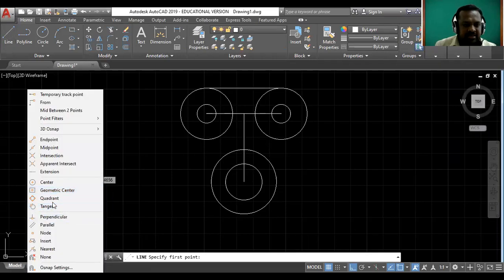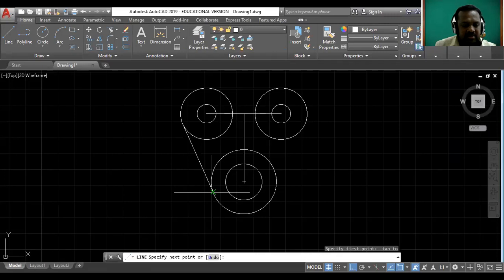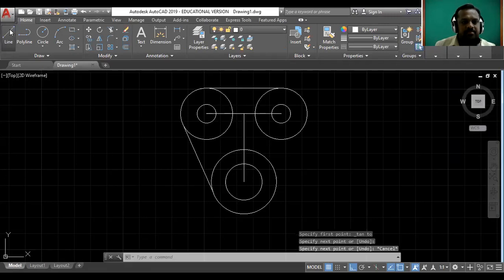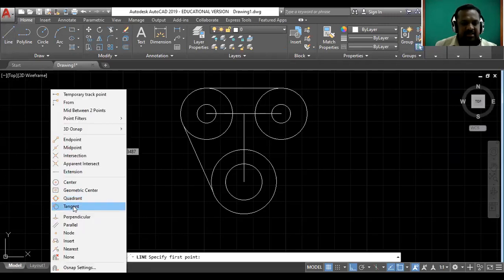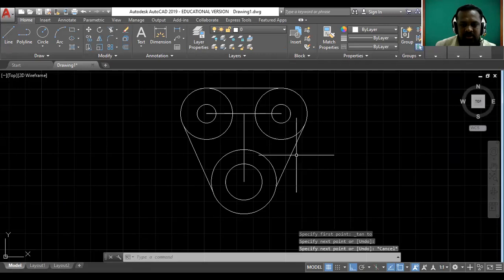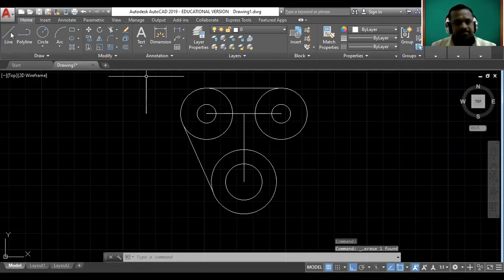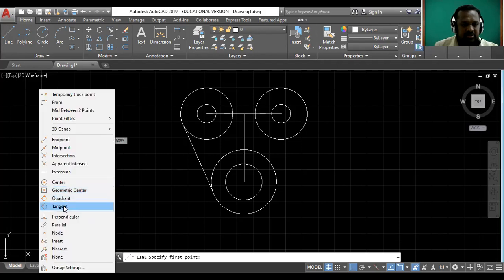Shift, right click, tangent. Again, select this line. Line, shift, right click, tangent. And this side also. Shift, right click, tangent.